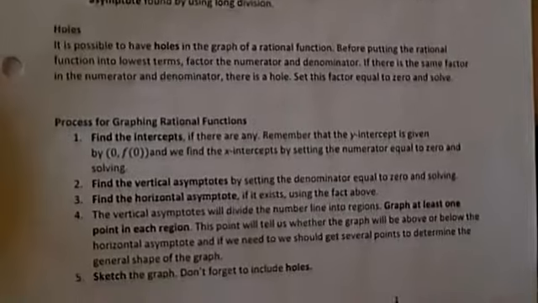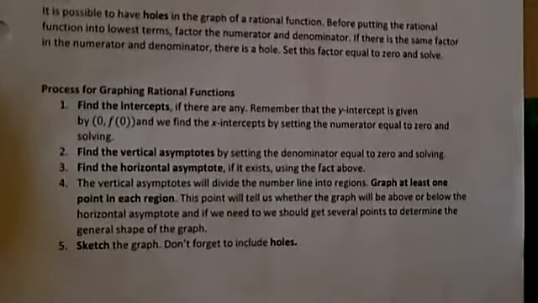So the process for graphing rational functions is you want to find the x and y intercepts. Okay, and I'll show you how to do that. Then you have to determine if there's a vertical asymptote, if there's a horizontal asymptote, or maybe a slant asymptote. Okay, then you draw your asymptotes and you pick a point from each region and find for x what the y value is. And then you sketch the graph.